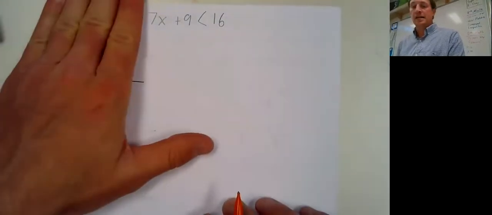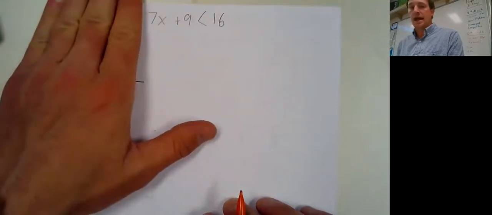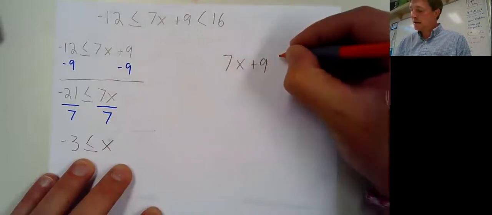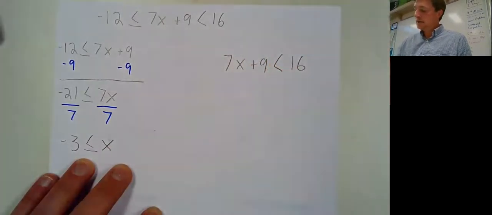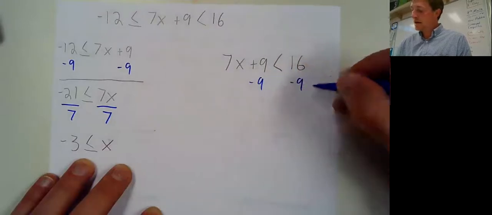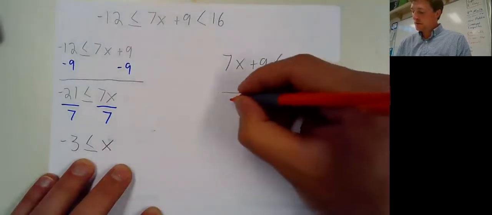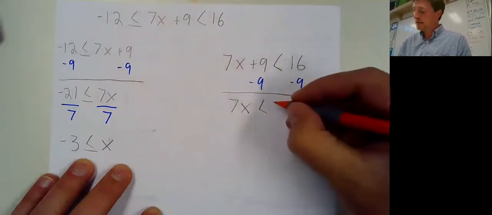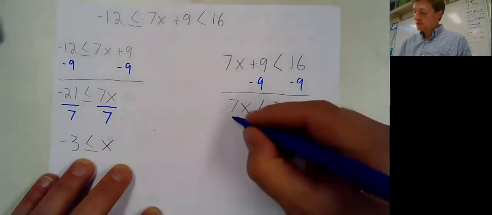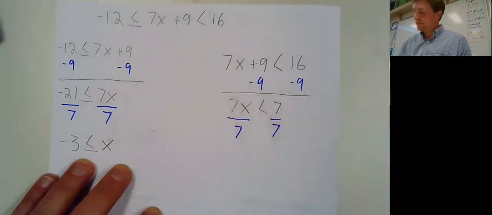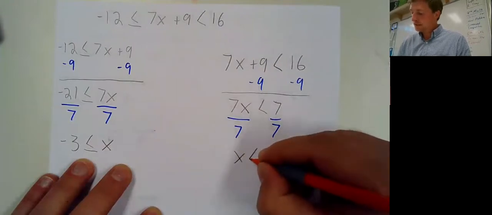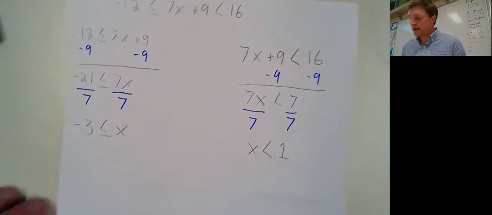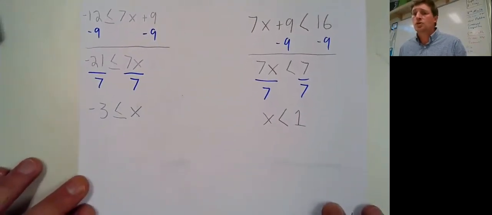And again, now I'm going to take the other half. I'm going to forget about this half, and I'm just going to solve it from here. So 7x plus 9 is less than 16. Same idea, minus 9 from each side. 7x less than 16 minus 9 is 7. Dividing by 7, dividing by 7. X is less than 1. Okay. So now let's draw the solution.